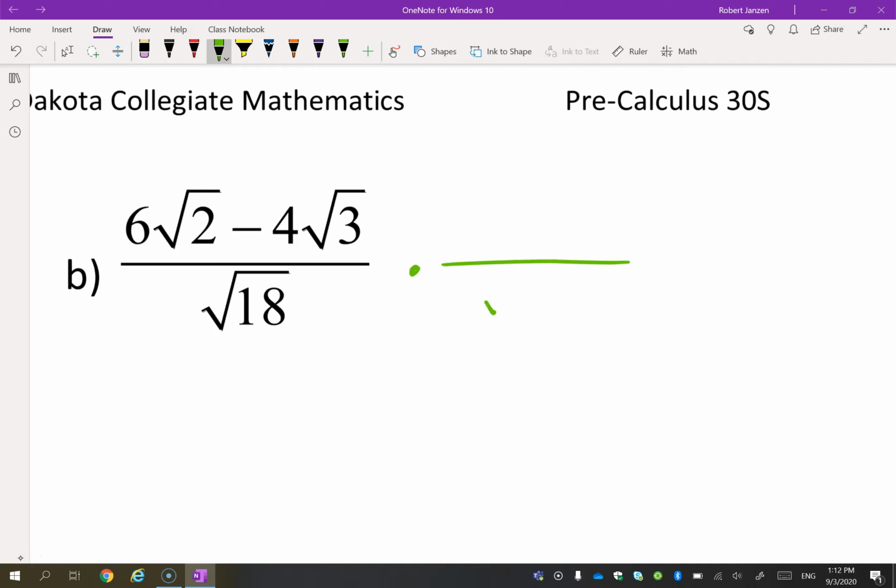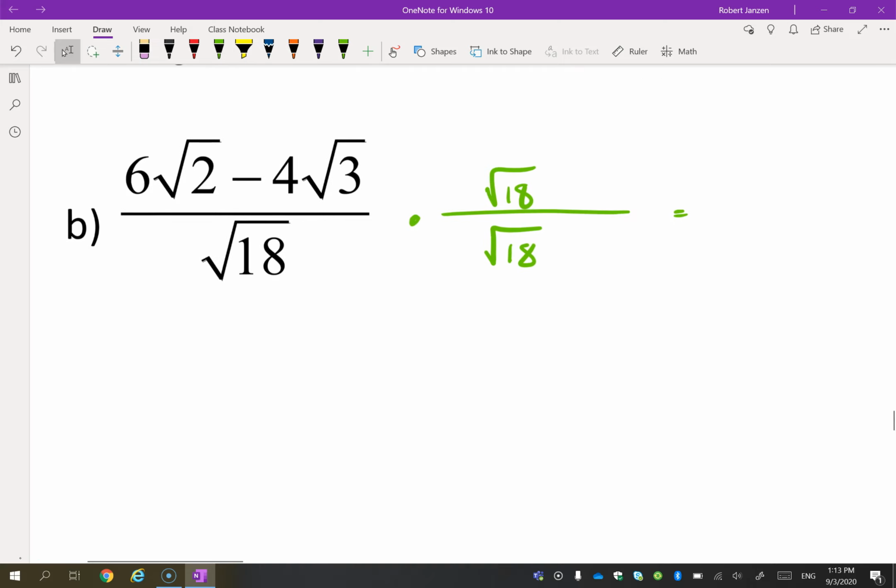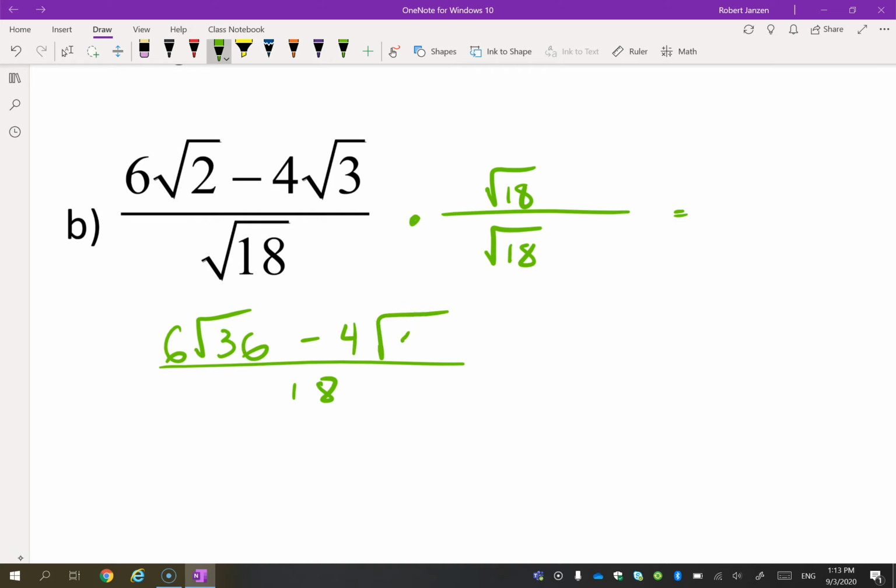I'm back. We're going to multiply by 1, root 18 over root 18. If I look at the denominator, that's just going to be 18. I could multiply 18 times 18 and then take the square root of that, but I already know this is going to be 18. And then I'm going to get 6 root 36 minus 4 root 54.